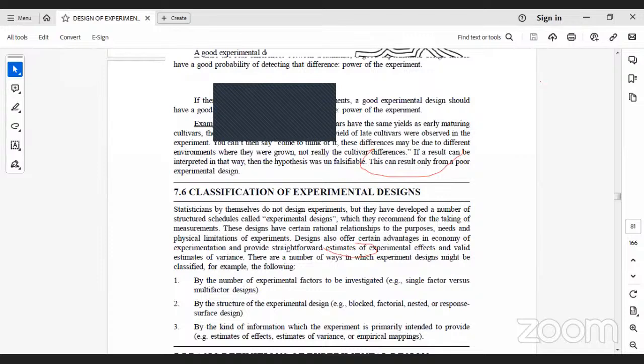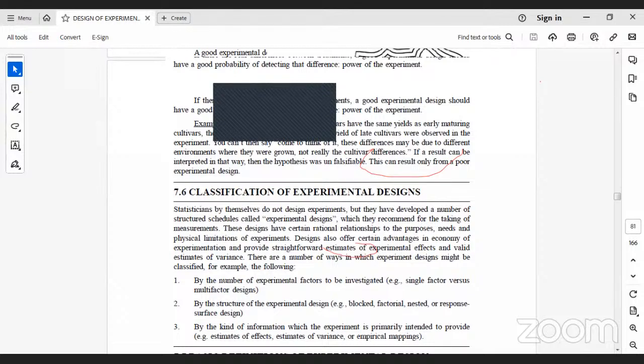Classification of experimental design. Statisticians by themselves do not design experiments, but they have developed a number of structured schedules called experimental designs. They are recommended for the taking of measurements. The design has certain rational relationships to the purposes, needs, and physical limitations. Design also offers certain advantages in economy of experimentation and provides straightforward estimation of experimental effects and valid estimates of variance.